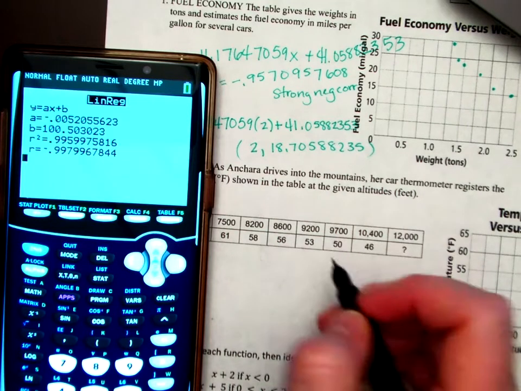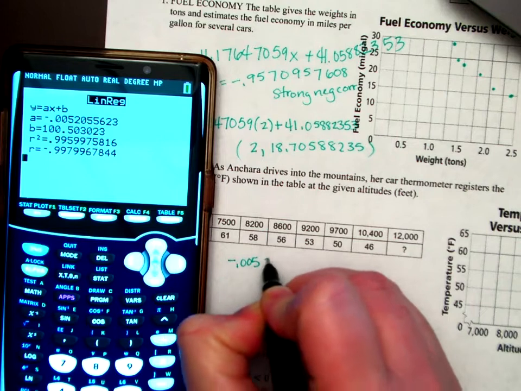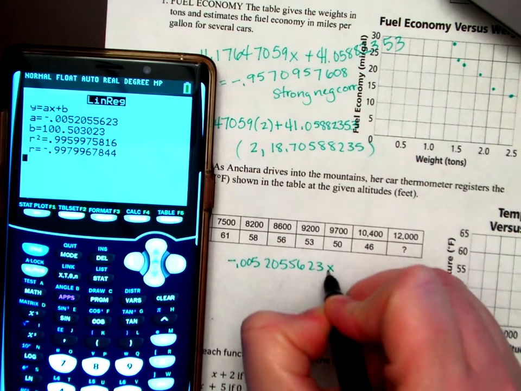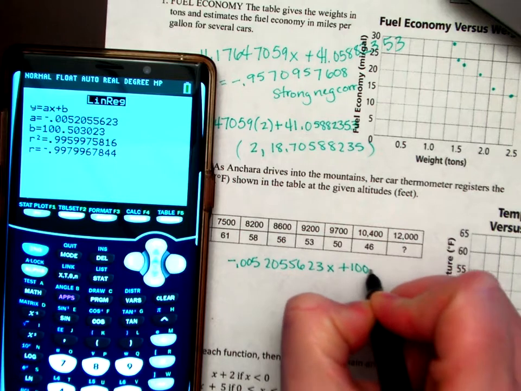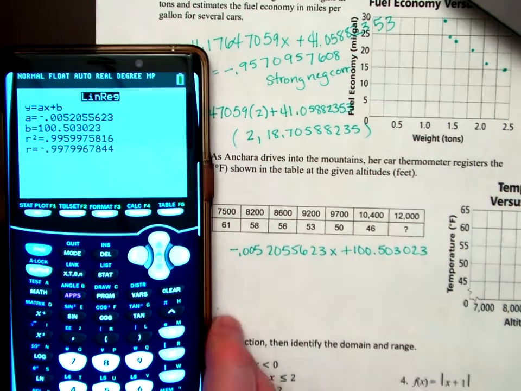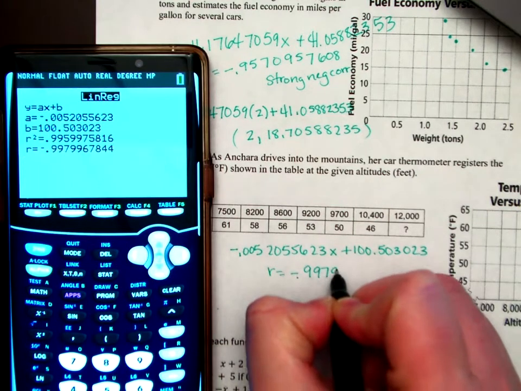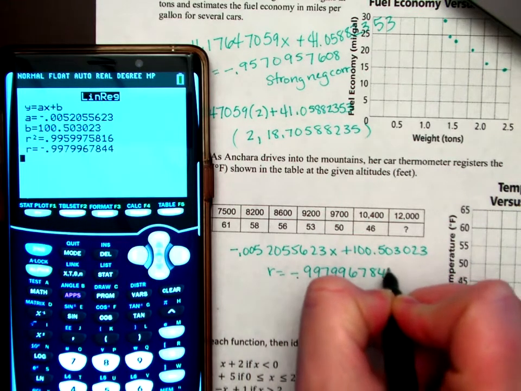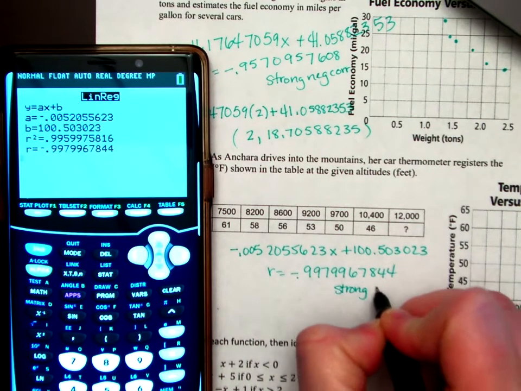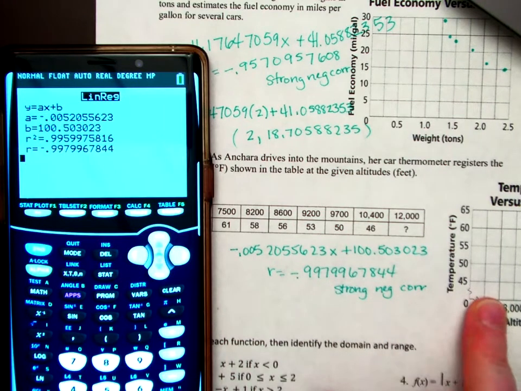The equation: negative 0.0052055623x plus 100.50303. Correlation coefficient R is equal to negative 0.99799678844. Strong negative correlation. Once again, not going to do the plotting.